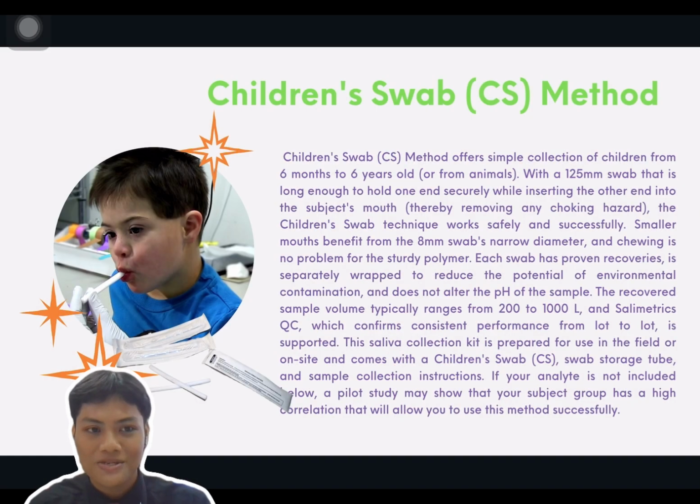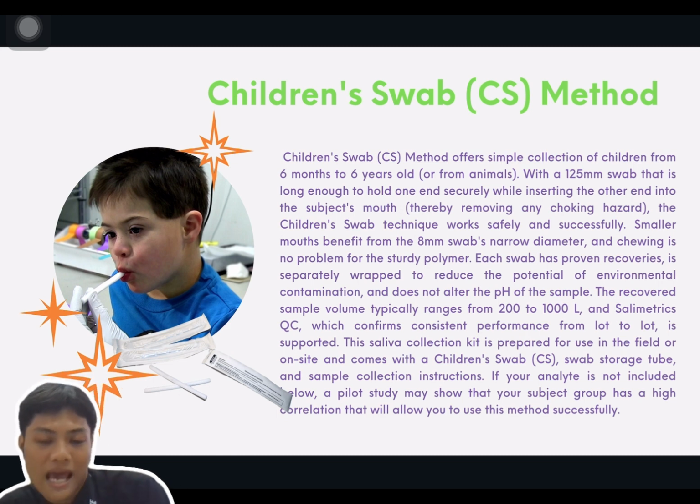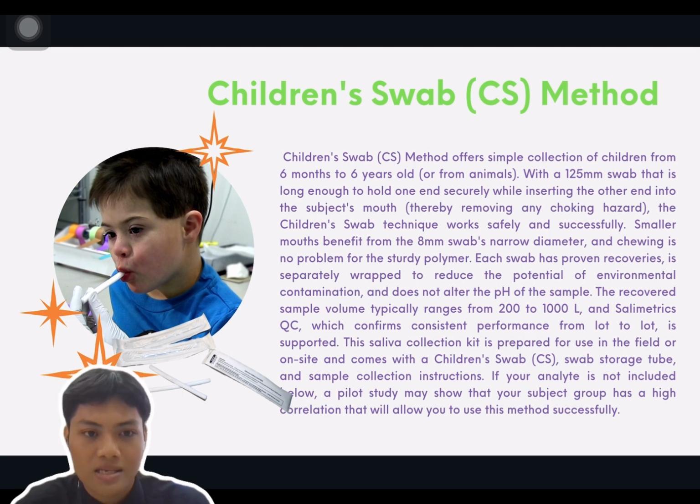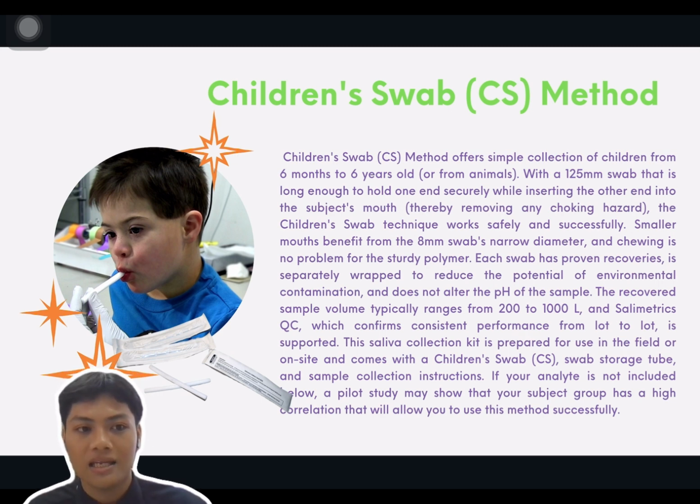Hi, today I will explain to you about the children's swab method, or CS method. Basically, the children's swab method is the same as the adult method. The difference between these two methods is the size. This is because the children's swab method only uses a 125mm swab that is long enough to hold one end securely while inserting the other end into the subject's mouth.